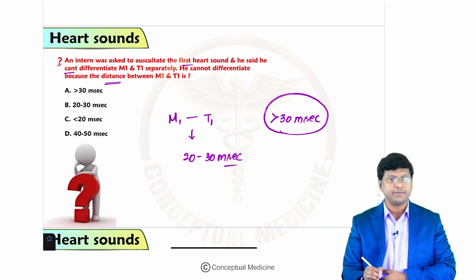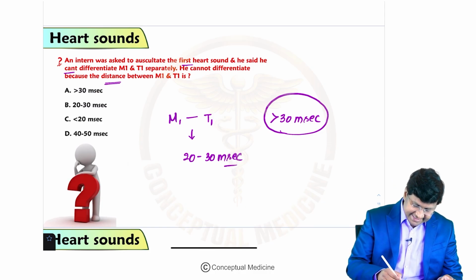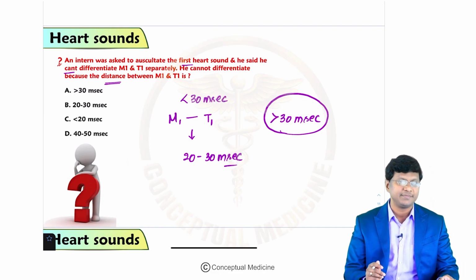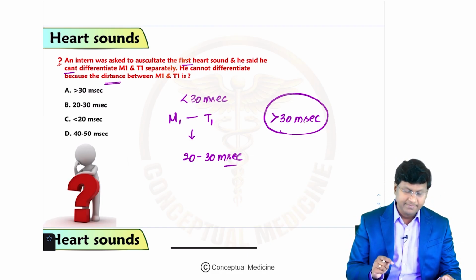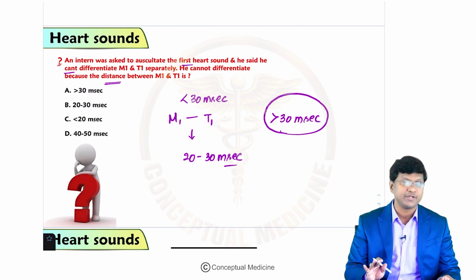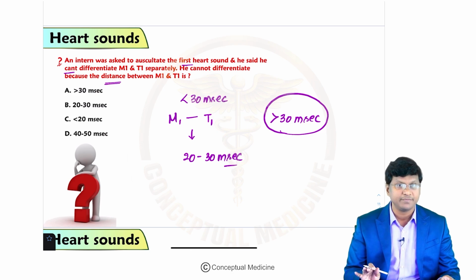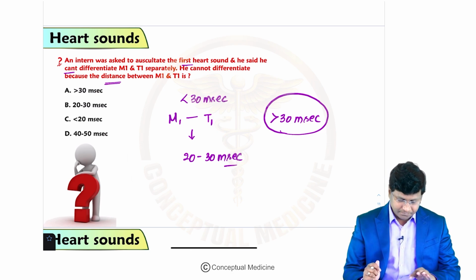But here the duration between M1 and T1 is 20 to 30 milliseconds. So that means it is less than 30 milliseconds. Now because the duration is less than 30 milliseconds, please remember, M1 and T1 both of them cannot be differentiated separately.